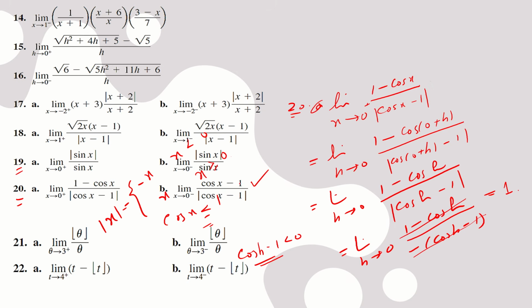Exactly the same thing will be used in this one as well. In this case cos x minus 1, and this is cos x minus 1 absolute. So cos x minus 1 absolute is obviously again negative, so that will give you minus 1. So this limit will be minus 1 in this case. Okay, so you can do that yourself, I presume. Just pause the video and try to do it.